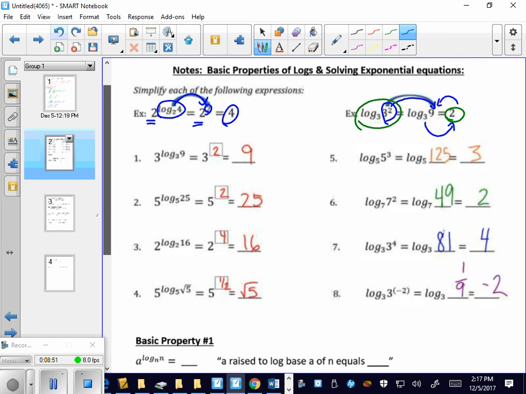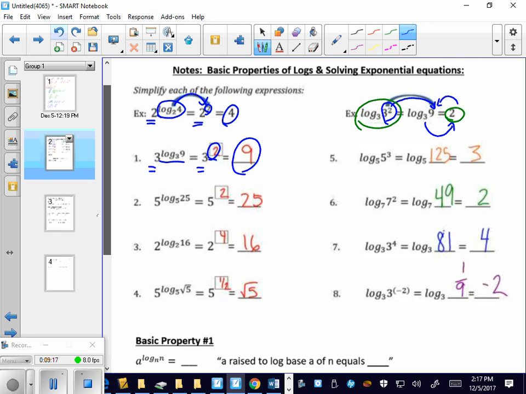So let's go through example 1. I'm not going to do all of them because they're already done for you, but I'll go through a few of them. Example 1, 3 is the base. I'm going to look at the log of 9 base 3. That says 3 to what power gives me 9? Well, that power is 2. So 3 squared is 9.